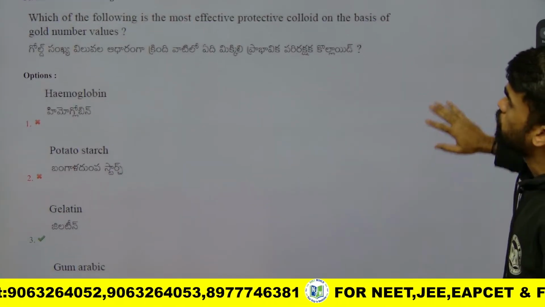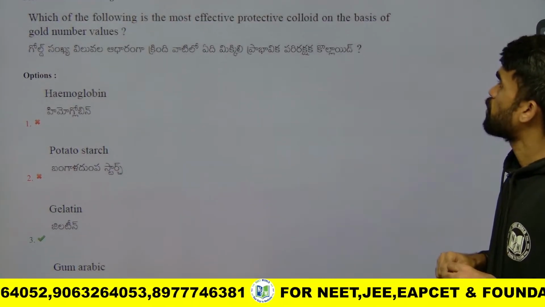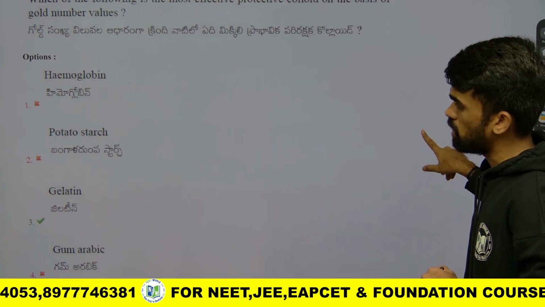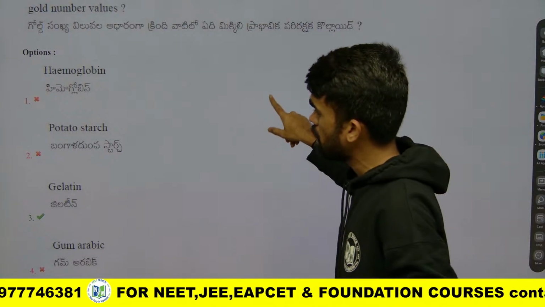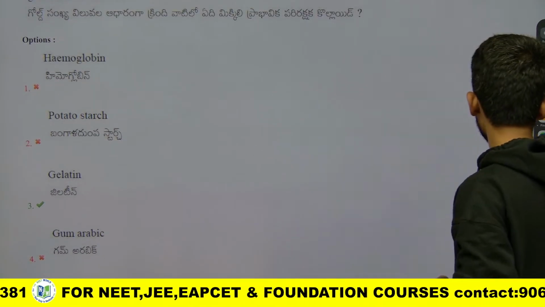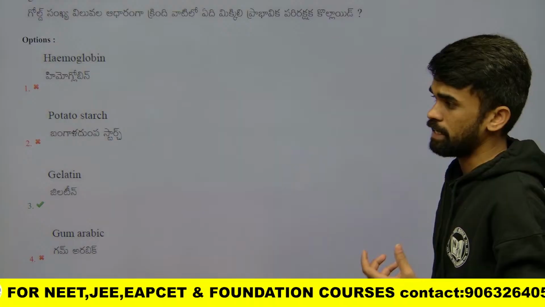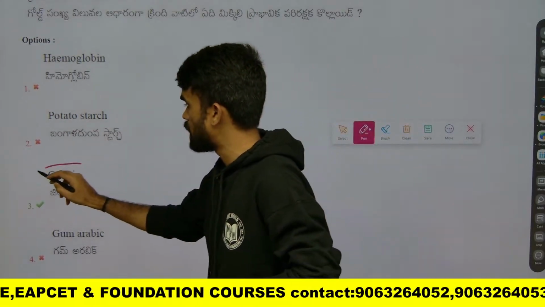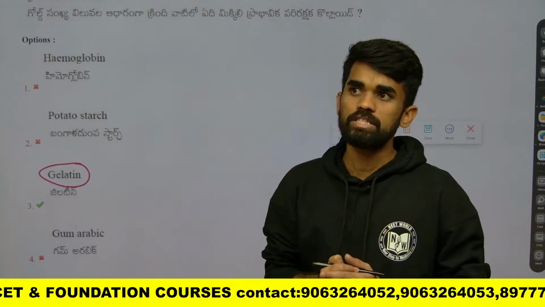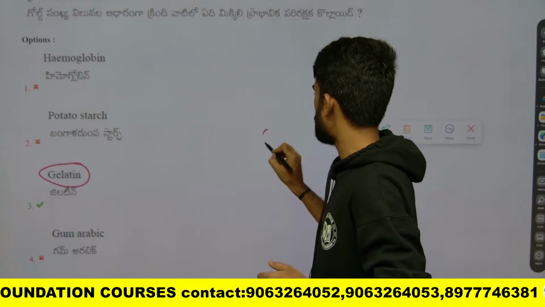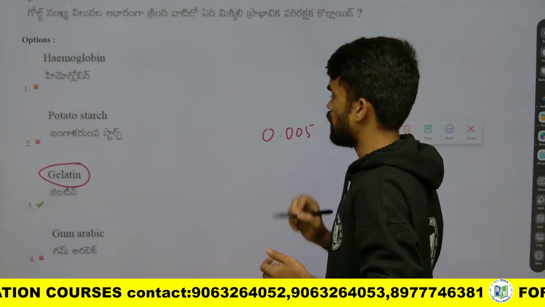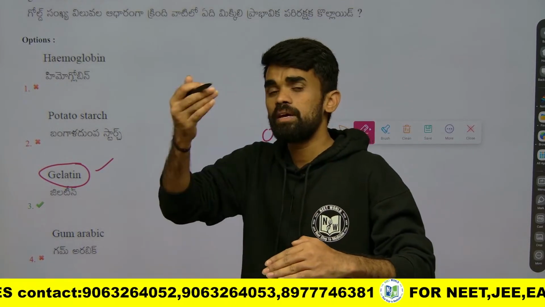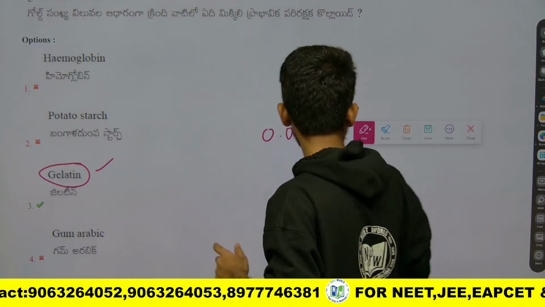So tell me, which of the following is the most effective protective colloid on the basis of gold number values? See, the gold number values, if we consider for these 4 options, the lower the gold number, the more effective colloid it is. Which is having the lowest gold number? It is gelatin, around 0.005, right? So gelatin is having the lowest gold number, so it will be the most protective colloid here.